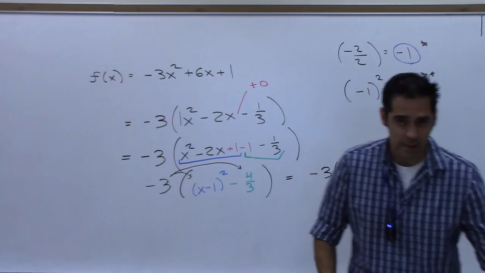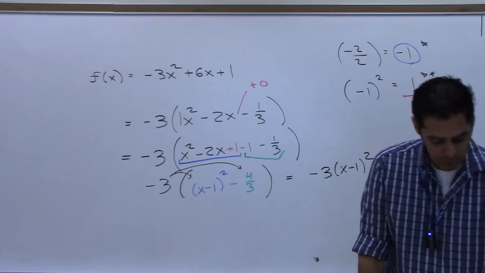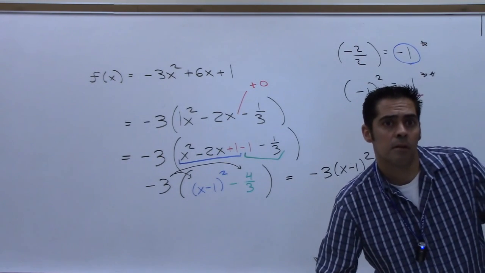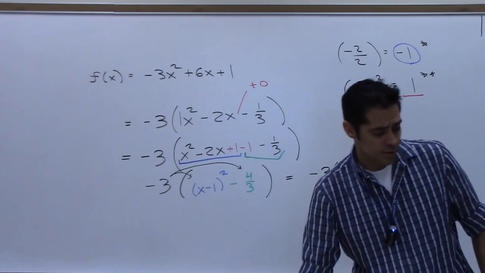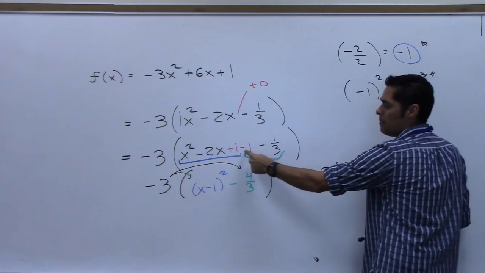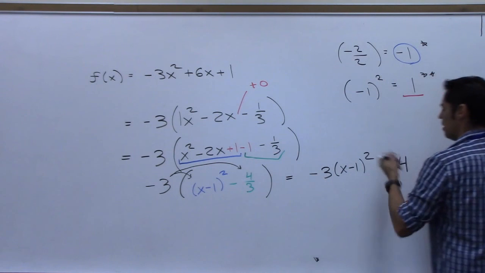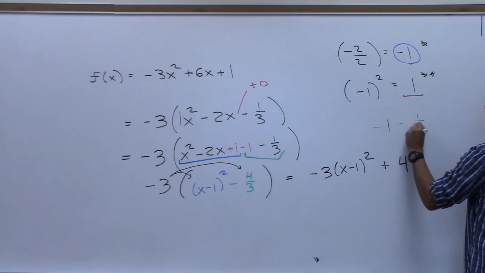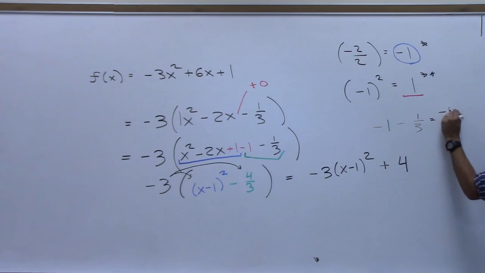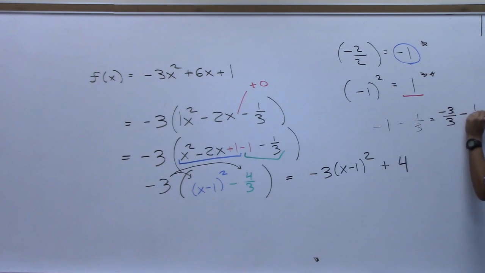You learned something today. You have a question? How did you get 4/3? How did I get 4/3? Oh, right here. Remember that minus 1 that came off of the plus 1 minus 1? I'm just doing negative 1, take away a third. All right, so you have to get a common denominator. Negative 3/3 minus 1/3. So you just turn negative 1 into negative 3 over 3. And then just put them together. Yeah?